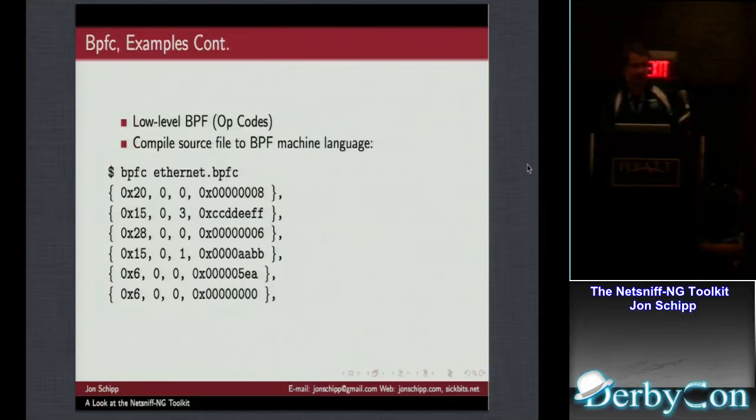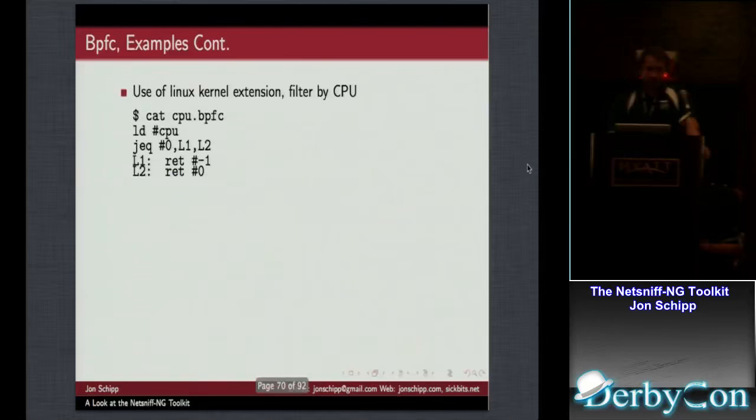And this is what happens after you compile. So you get the ugly outcomes. You can use tcpdump, use dash d to dump high-level filters to outputs as well. And here's an example using a kernel feature or the extension.